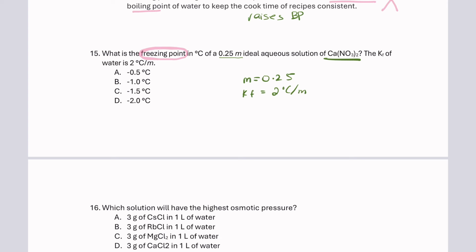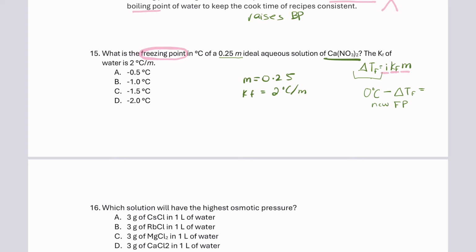So that means we're going to be using our freezing point depression equation to calculate what delta TF is. And then we're going to take our usual freezing point for water, 0 degrees Celsius, and subtract that delta TF from it to get the new freezing point. Now, our freezing point depression equation is I, the Van't Hoff factor, multiplied by Kf, multiplied by molality.